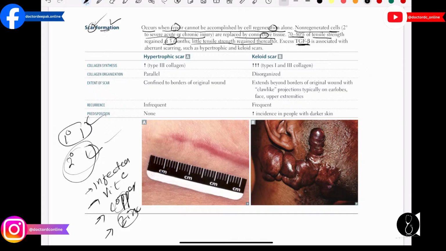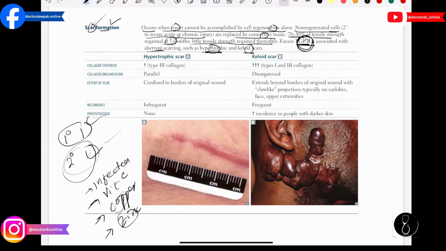Excess transforming growth factor beta is associated with aberrant scarring such as hypertrophic and keloid scar. So basically, as I already mentioned, transforming growth factor beta participates in wound healing. If in your body there is an excess amount of transforming growth factor beta, that will lead to hypertrophic scar and keloid scar. So let's discuss what is hypertrophic scar and what is keloid scar.